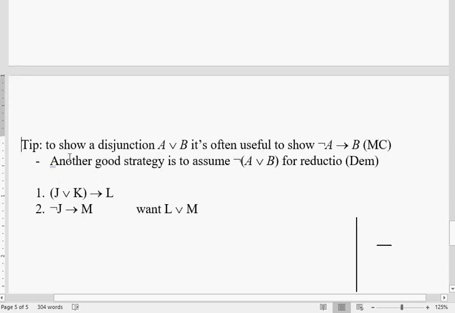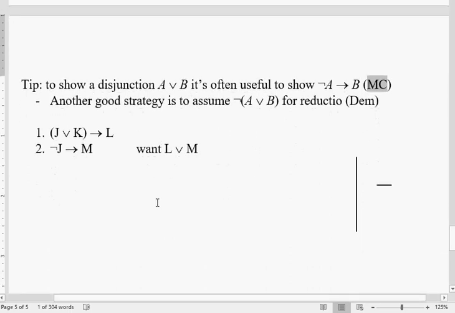Okay, this last proof is going to emphasize another tip. To show a disjunction, any statement of A or B form, it is often useful to show if A then B. And we have this rule, material conditional. It's a rule of replacement. It lets us transform if A then B into A or B, and vice versa.